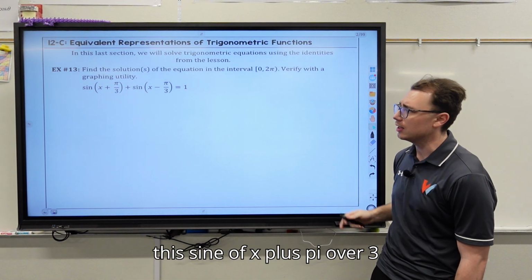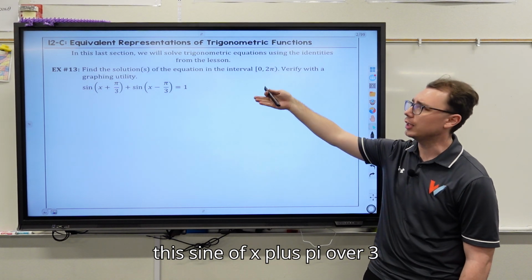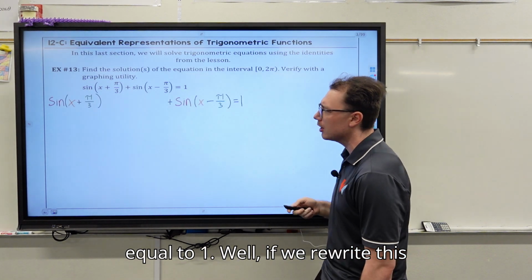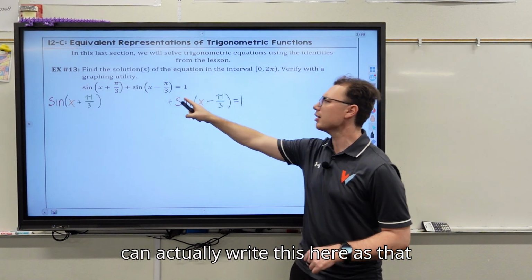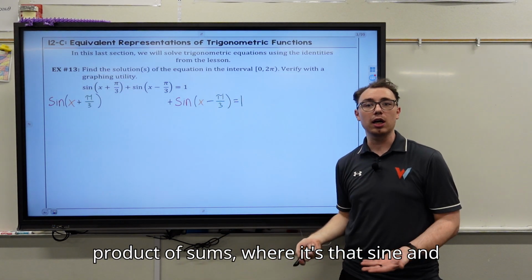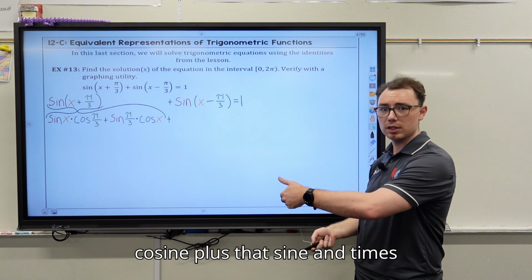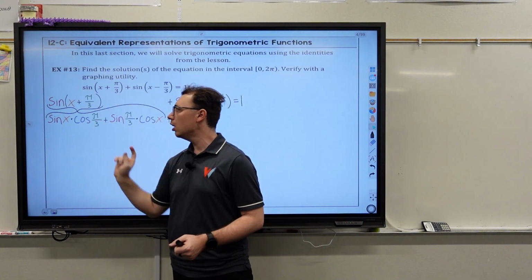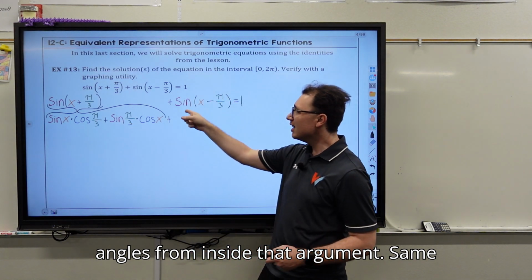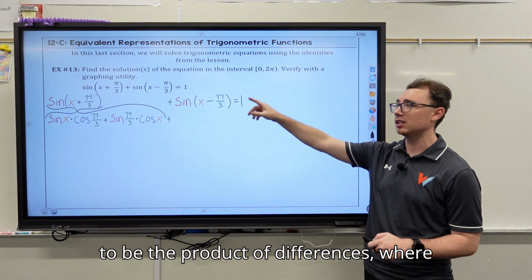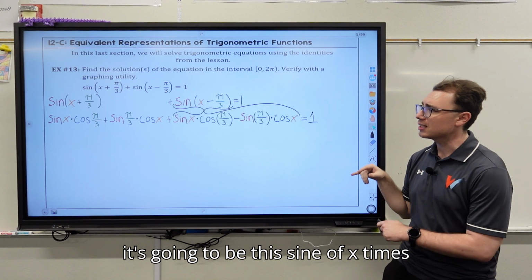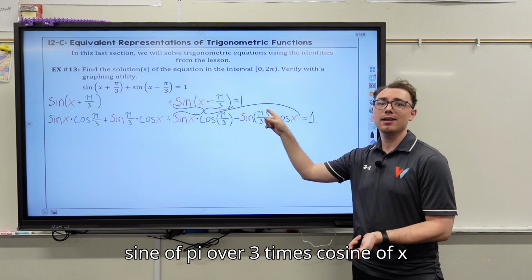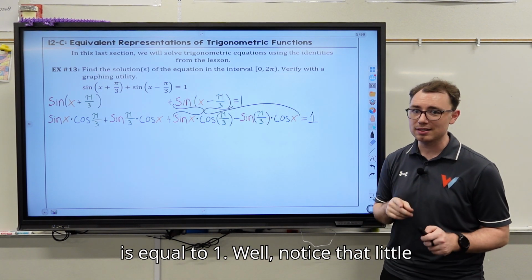For this problem, we're given sine of (x plus pi over 3) plus sine of (x minus pi over 3) is equal to 1. If we rewrite this equation a little bit, spacing it out, we can write this as the sine and cosine plus the sine and cosine of those two angles from inside the argument. Same thing here, the difference: sine of x times cosine of pi over 3 minus sine of pi over 3 times cosine of x is equal to 1.